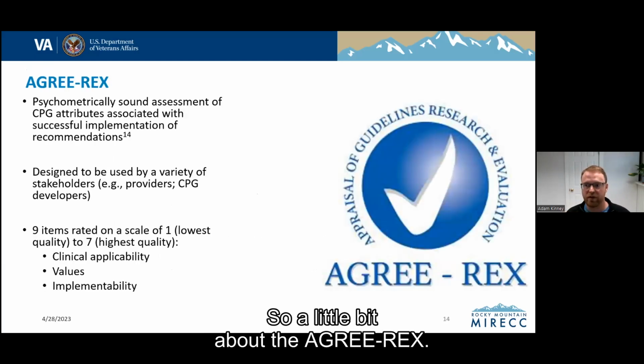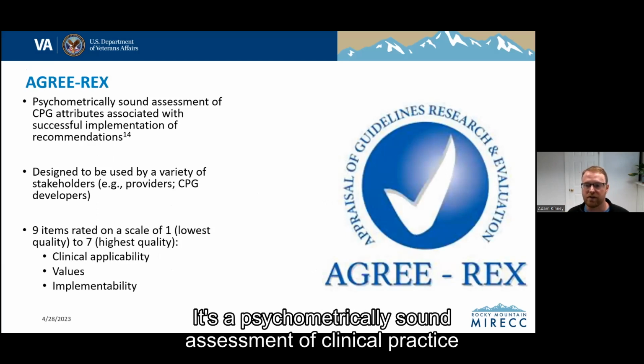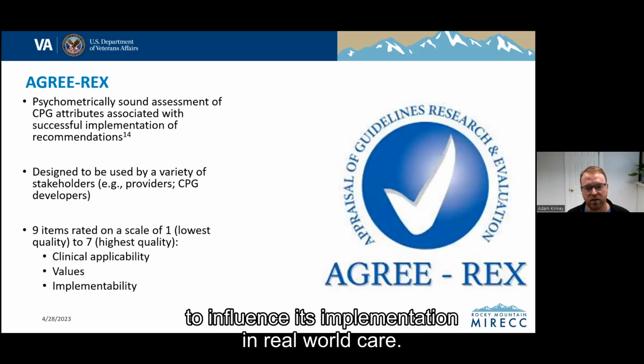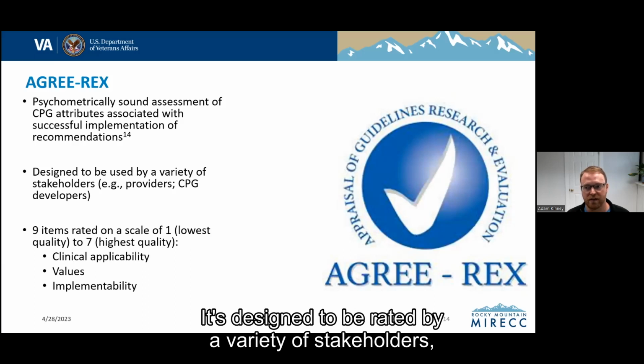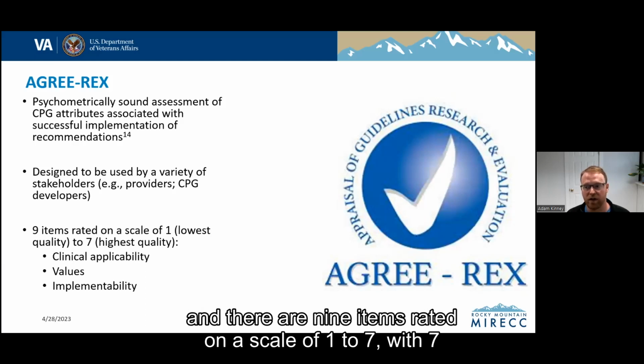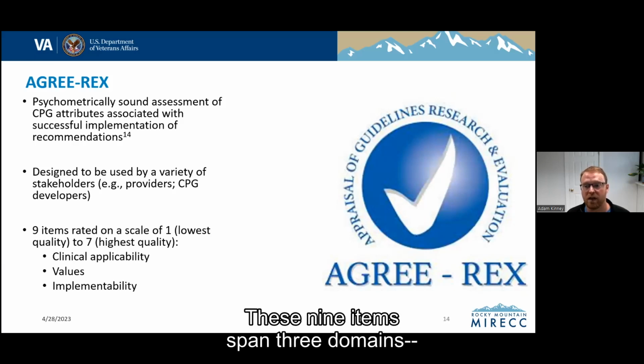So a little bit about the LeaRRn. It's a psychometrically sound assessment of clinical practice guideline characteristics that tend to influence its implementation in real-world care. It's designed to be rated by a variety of stakeholders, and there are 9 items rated on a scale of 1 to 7, with 7 being the highest quality. These 9 items span 3 domains.